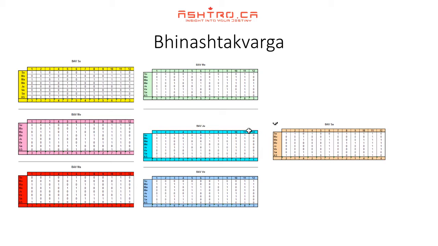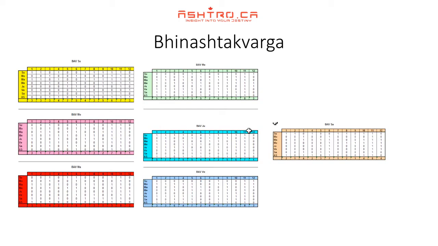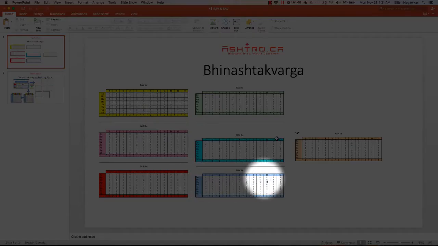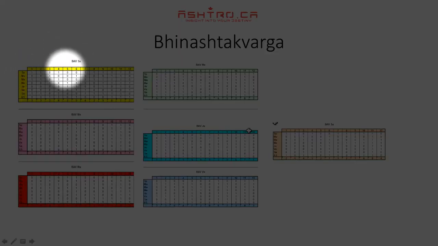Now, everything begins with the Bhinashtak Varga. This is the foundation. This has been given to us by the sages, and this is the very foundation of Ashtak Varga. So we take the Bhinashtak Varga chart and we apply it based on the position of the planets at birth. We distribute the power that we have. For example, sun's power. The sun's power is distributed from the position where sun is.